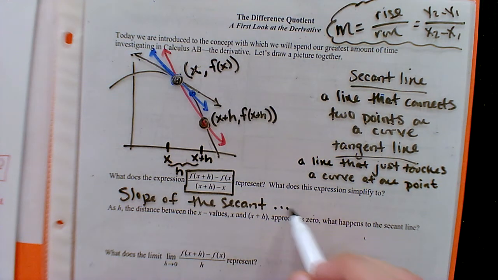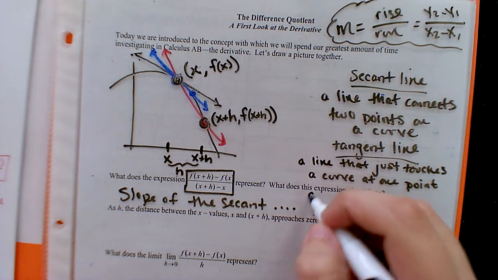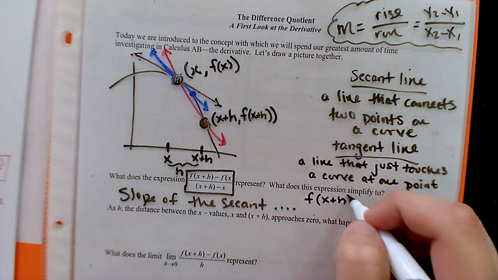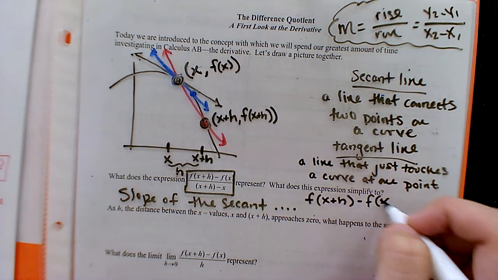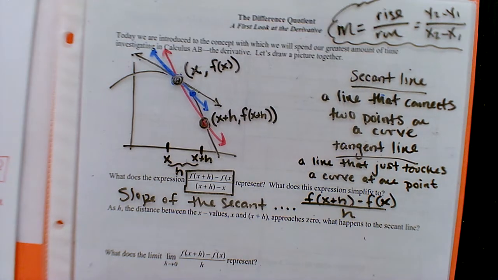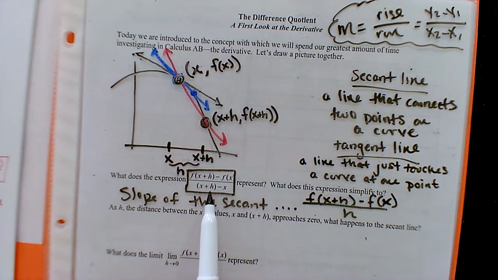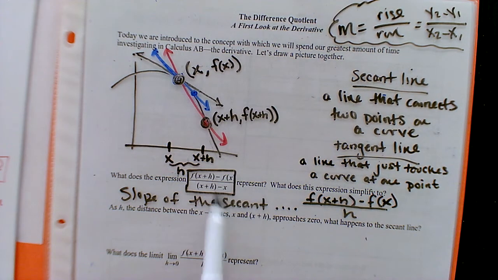What does this expression simplify to? We might not be able to do anything with the f of x's up top, but down below, do you see x plus h minus x? Something going to happen down there? The x's cancel. Yep. So we have this simplified slope to represent the slope of the secant line. Does that make sense to us? We see how it's the y's over the x's being subtracted?